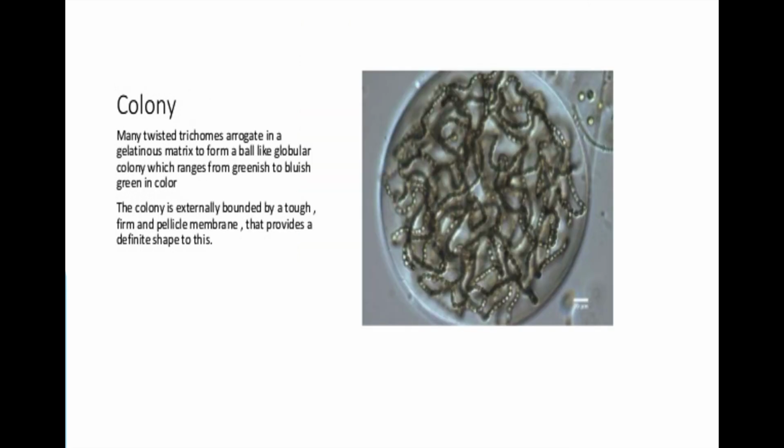So colonies may have twisted trichomes aggregated in a gelatinous matrix to form a ball-like globular colony, which ranges from greenish to bluish in color. The colony is externally bounded by a tough, firm pellicle membrane that provides a definite shape to it. The balls are olive green or bluish green in color, as I've told you.